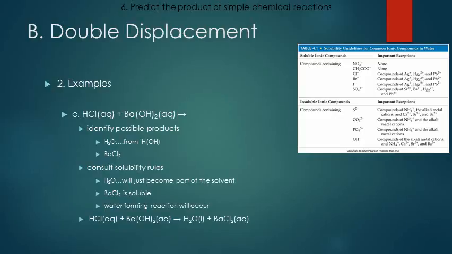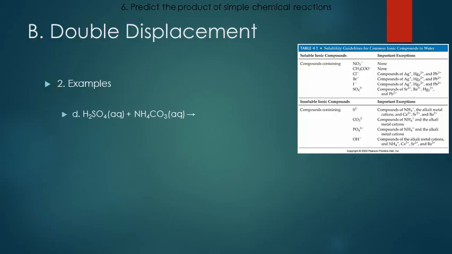Here would be the equation. We have the hydrochloric acid mixing with the barium hydroxide. Here is our water as a product. Notice it's written as a liquid. We don't write aq because water doesn't dissolve in water. It just becomes another water molecule, mixes in with the rest of them. And then we would have the aqueous barium chloride still present.